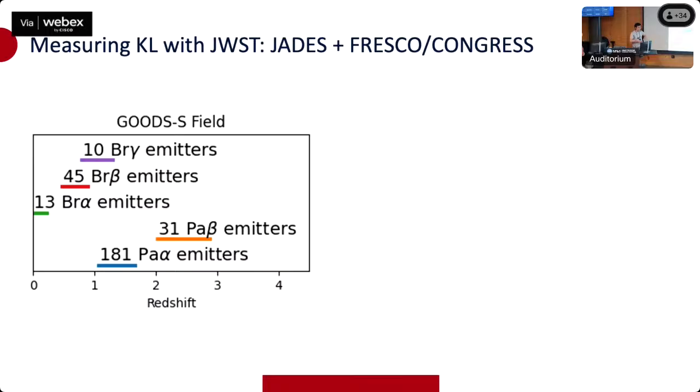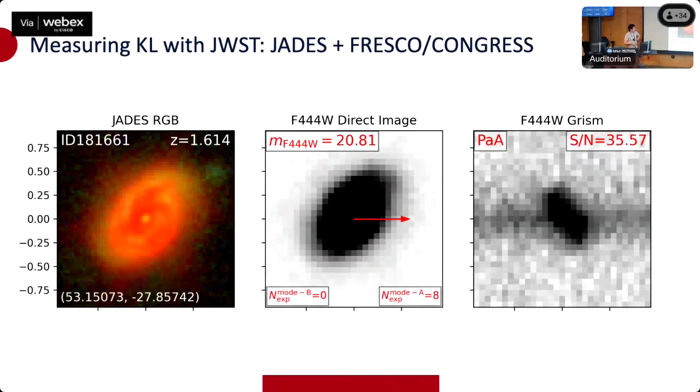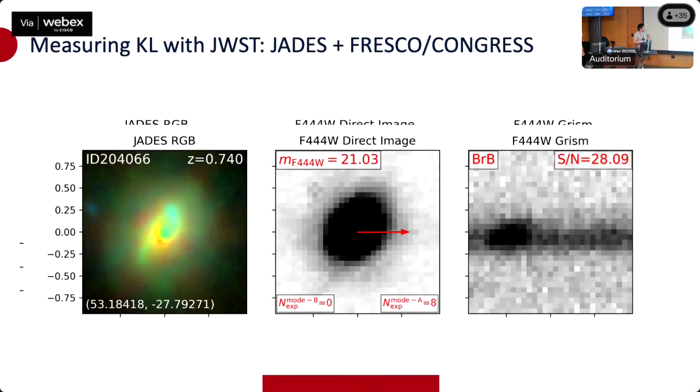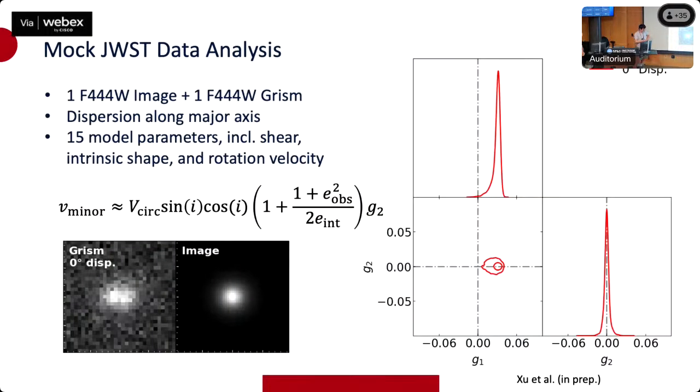For some examples of those galaxies, this is an example of Paschen alpha emitters at redshift 1.6. You can see the RGB image from JADES and the direct image. And if you look at the prism, the dispersion direction is along the positive x. You can see clear distortion features by comparing the prism and the image. And there are some other examples, the Paschen beta emitters from redshift 2.1 and bracket beta emitters at even lower redshift. And you can see those next examples.